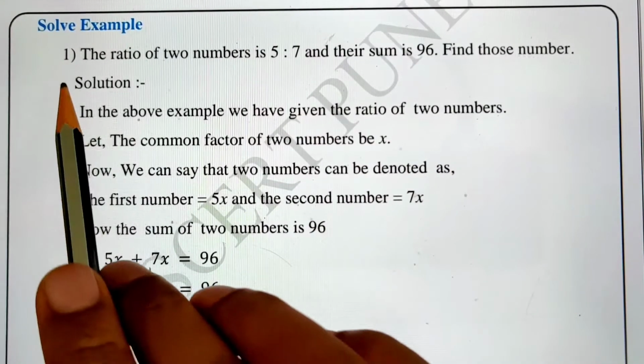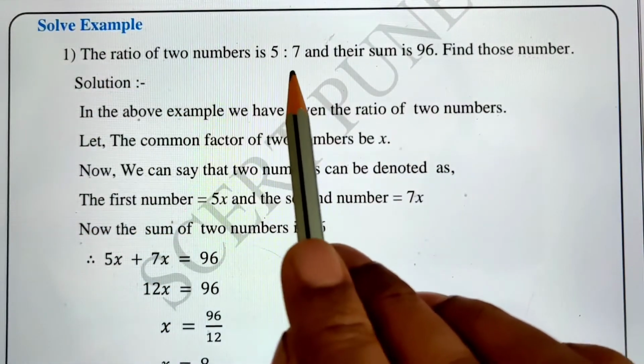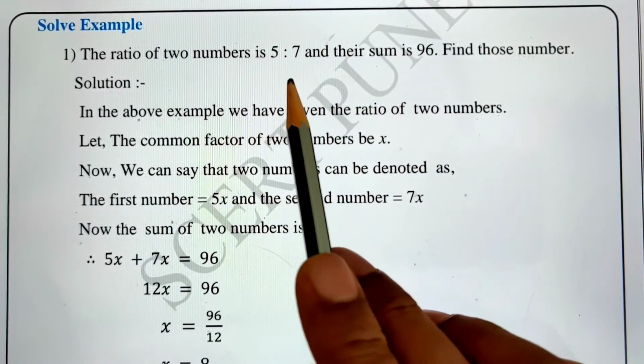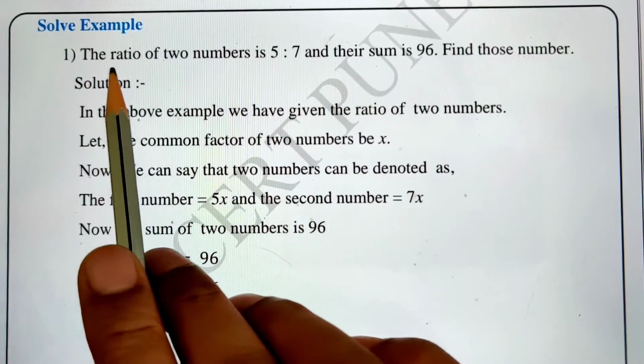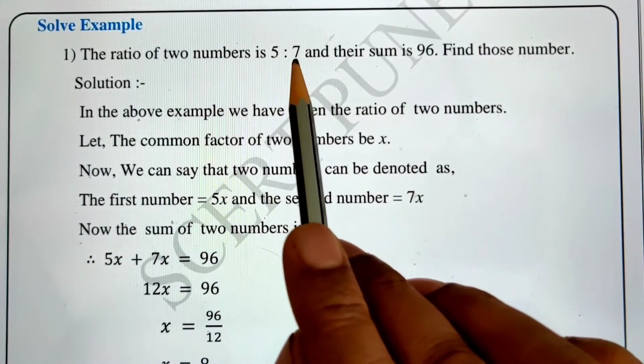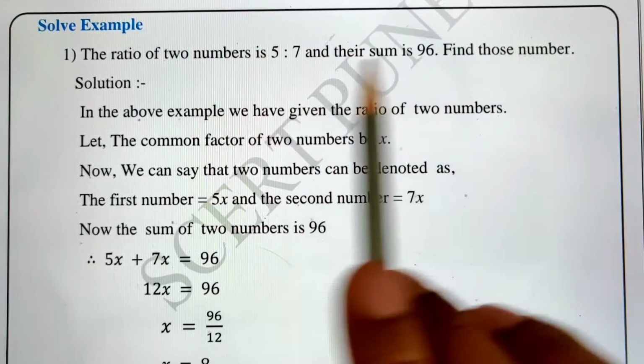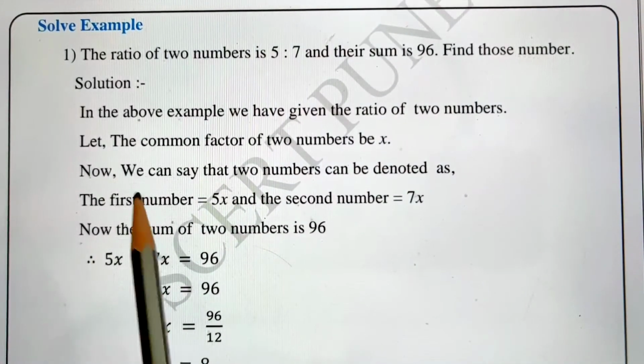So let us see, the ratio of 2 numbers is 5:7. That is the first part. ये फर्स्ट पार्ट हो गया सम का. The ratio of the two numbers is 5:7 and their sum is 96. Find those numbers. So how to write the solution?